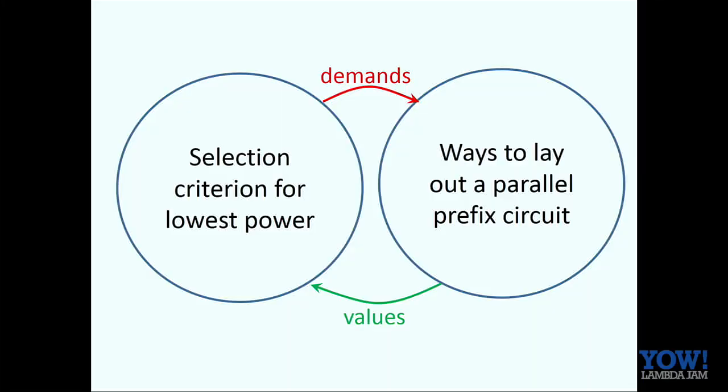Here's something else they did. They built cert spaces, representing, for example, ways to lay out certain kinds of circuit, and selection criteria that could pick the lowest power implementation. So again, we see the same ideas coming back again and again.